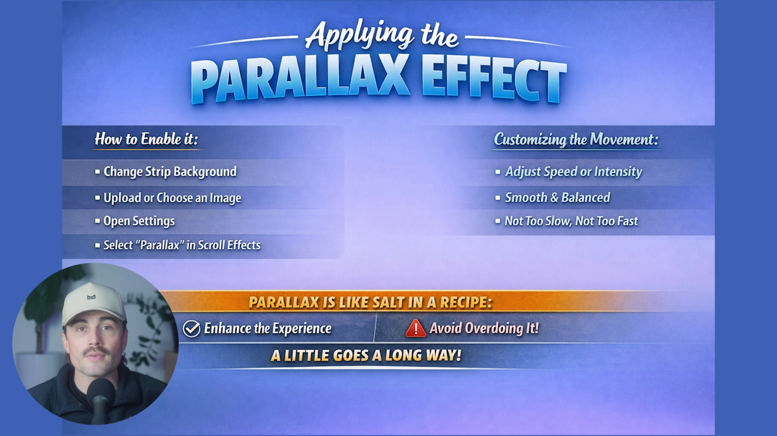3, apply the parallax effect. All right, now for the fun part. Once your strip's selected, click change strip background. Choose image, and if the strip already has an image, you'll see options to replace or edit it. Go ahead and upload your own photo or pick one from Wix's free media. Once the image is placed, click settings. Look for scroll effects, and under scroll effects, choose parallax.